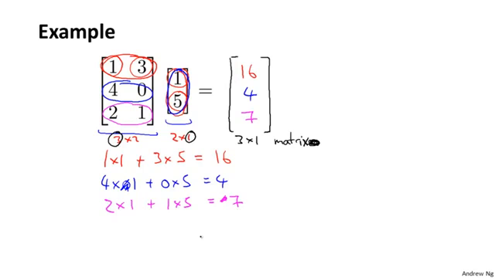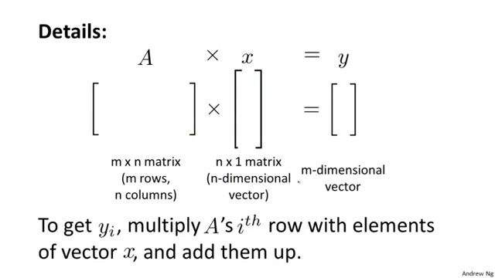I realize that I did that pretty quickly, and you're probably not sure if you can repeat this process yourself, but let's look in more detail at what just happened and what this process of multiplying a matrix by a vector looks like. Here are the details of how to multiply a matrix by a vector. Let's say I have a matrix A and want to multiply that by a vector x. The result is going to be some vector y.